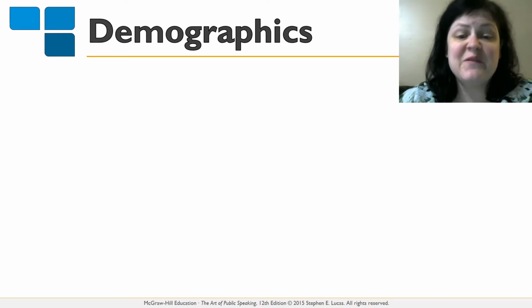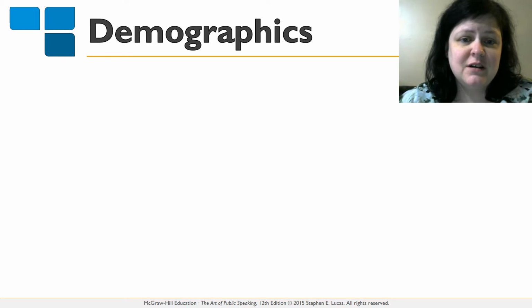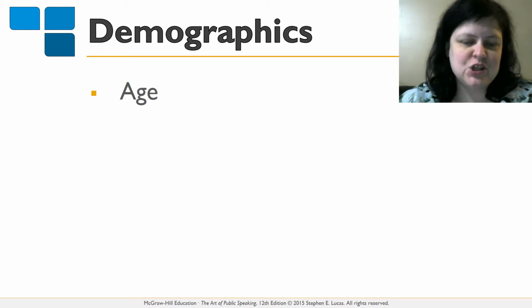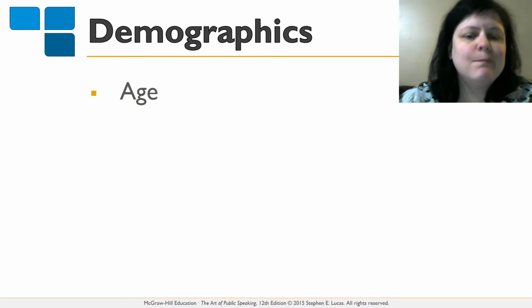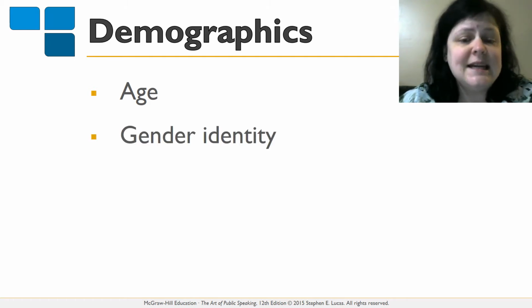Let's take a look at a few demographics you can consider when preparing your speech. Few things affect a person's outlook more than age. Each generation has more or less common experiences and values. Effective speakers adapt to these experiences and values when addressing an audience, keeping also in mind the varying age groups an audience might hold.